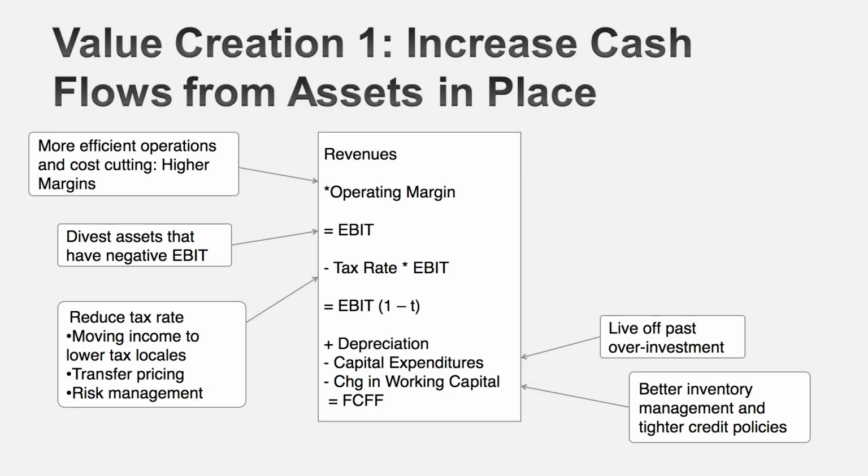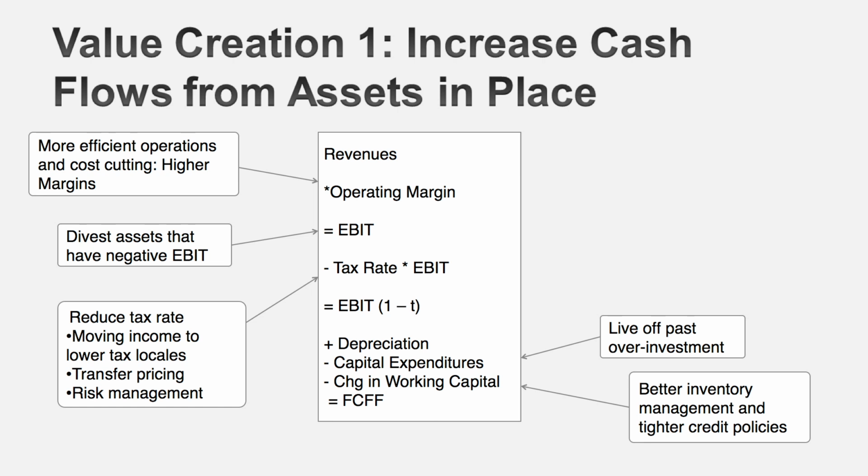You can run your assets more efficiently. You can cut costs that are really not creating any value. What I hear when you say that is higher margins, higher operating income on the same revenues. That's going to increase your value. If you can pay less in taxes on that operating income, and I don't mean to sound unpatriotic when I do this, but I don't think any company should view it as its objective to maximize taxes paid.